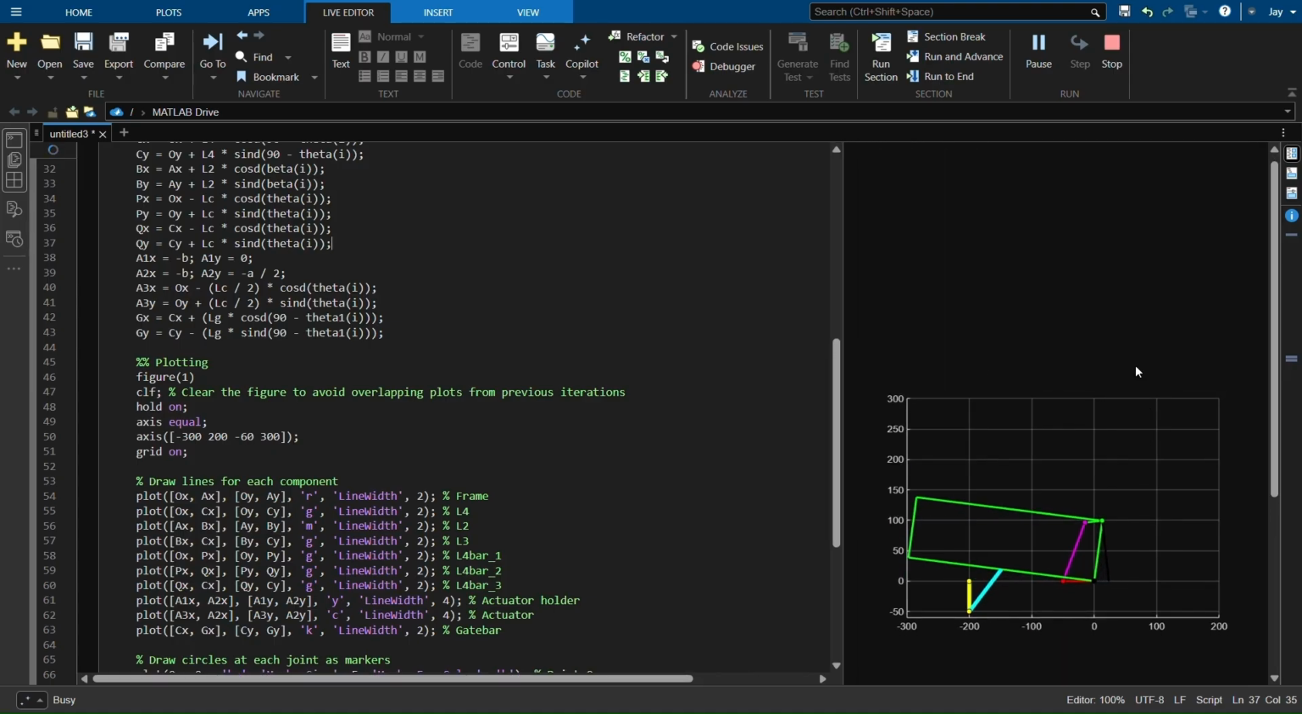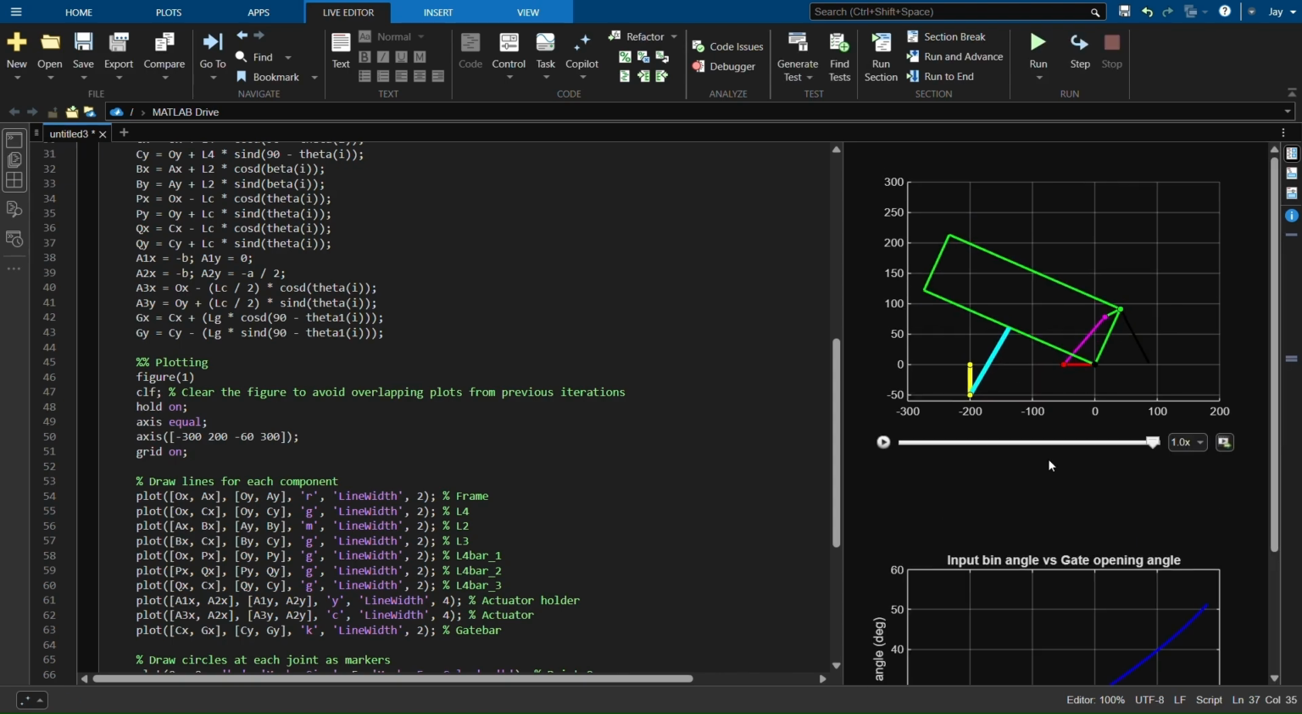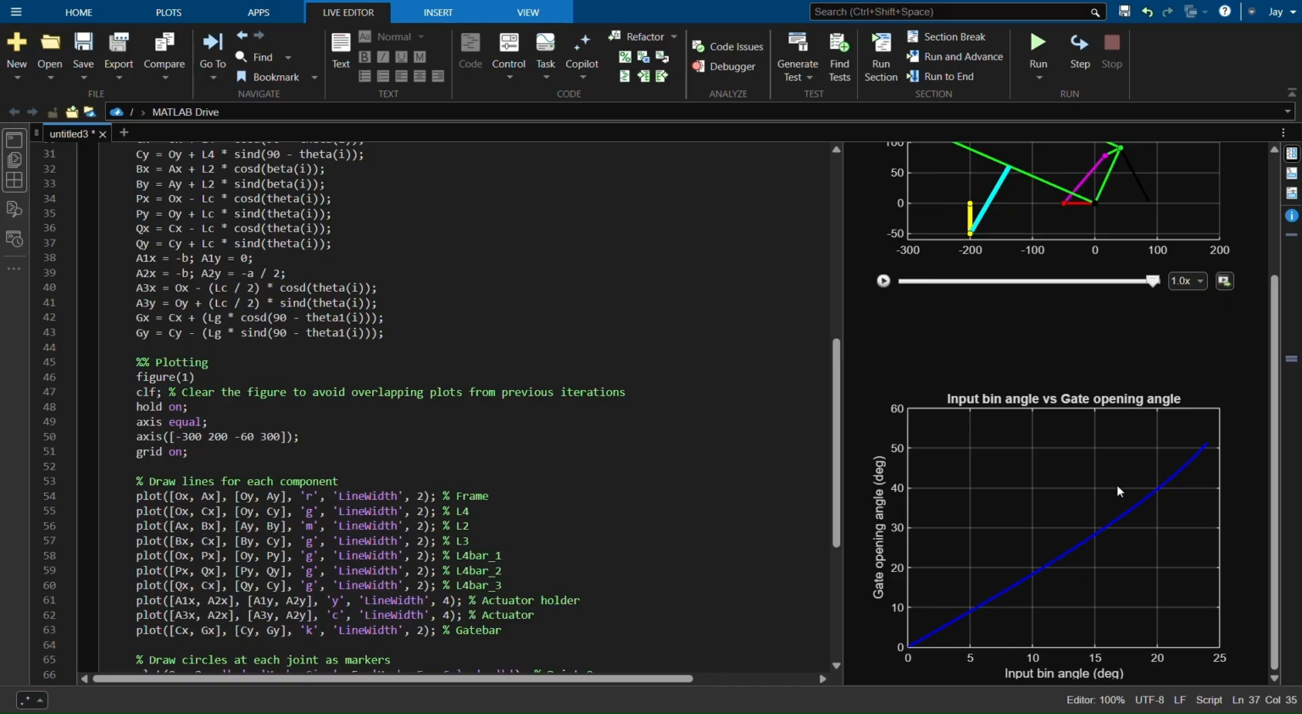So here you can see the animation, which is the full kinematic response of the linkage as the bin rotates. You can clearly see how the connecting rod, the gate bar, and the actuator coordinate the door while maintaining the proper geometry. Now there is another code for the plot. This is the final result: a plot of the input bin angle versus the gate opening angle. The graph is essentially the functional performance of the mechanism. It tells you exactly how the door opens relative to the bin rotation, whether the linkage gives a smooth and controlled response or not.